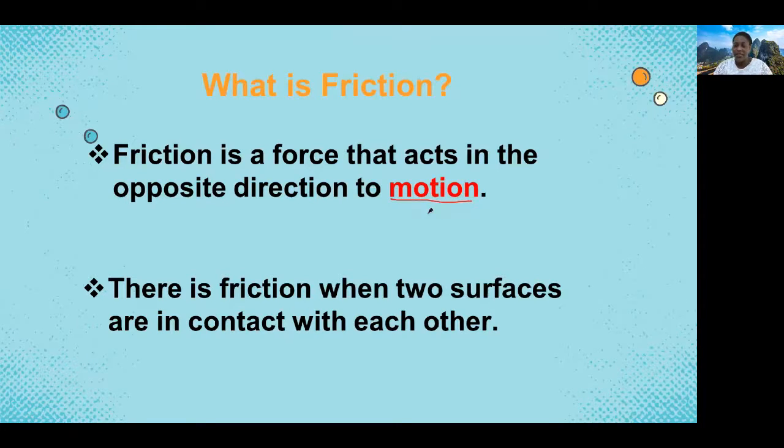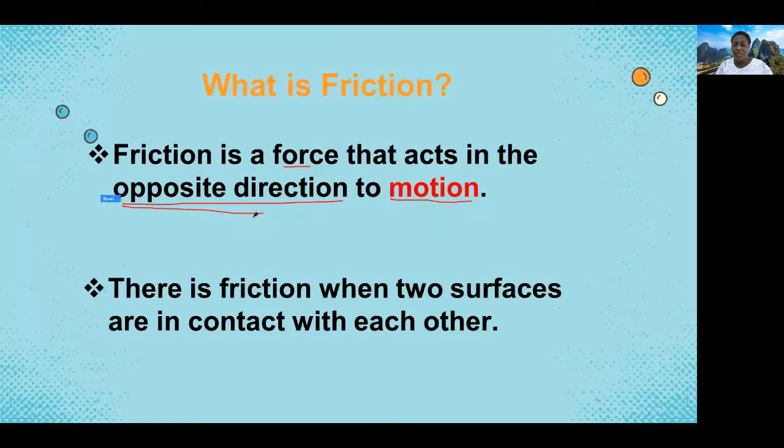Something that is moving. Now this friction force. Friction is a force. The force that acts in the opposite direction. When you are walking, there is a force acting towards the opposite direction that wants you to stop. Friction force can stop things from moving. There is friction when two surfaces are in contact with each other. Here you have to understand that friction is a force acting in the opposite direction.